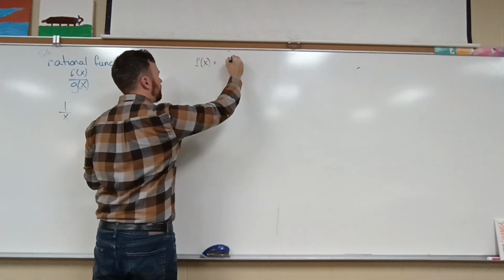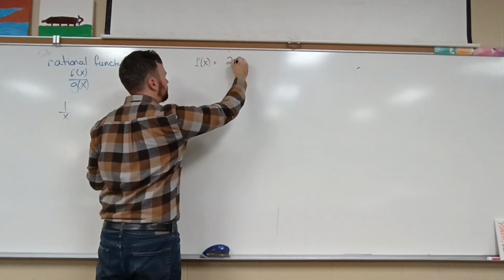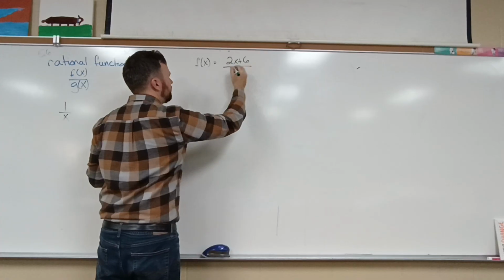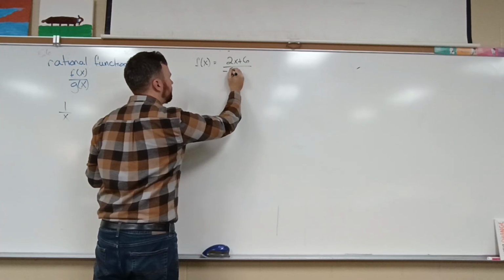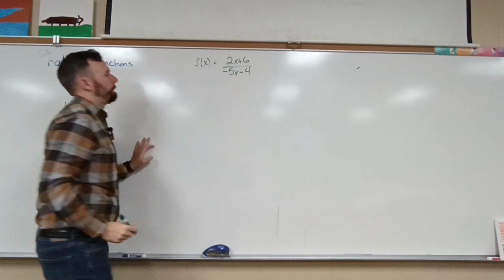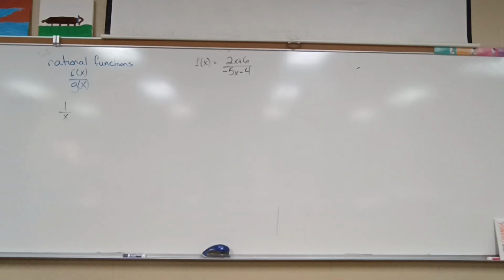So given f of x equals, let's make it easier, 2x plus 6 over negative 5x minus 4. Why not? All right, it's a fraction. And here's what I want you to do. Describe the graph to me. That's what question I asked. Describe the graph.